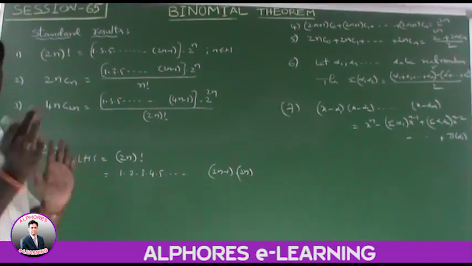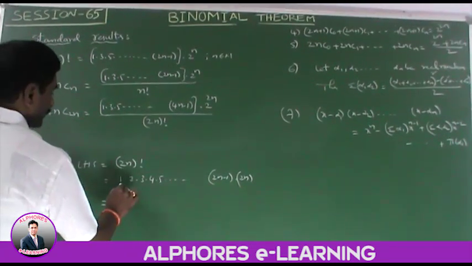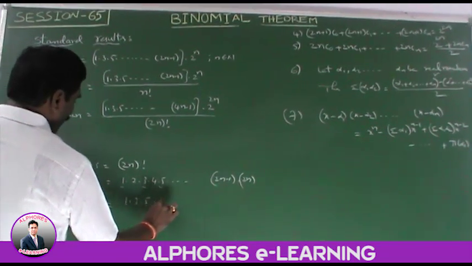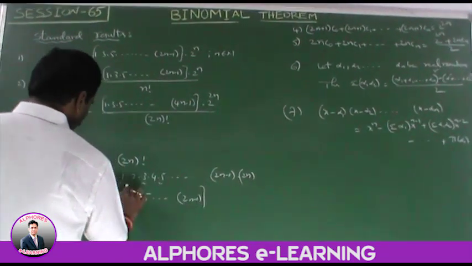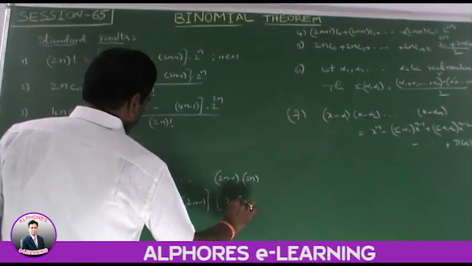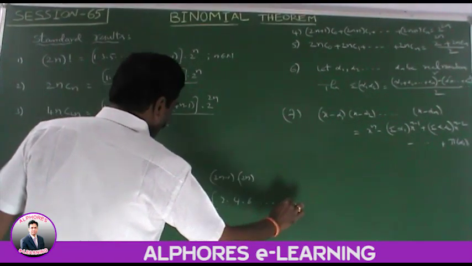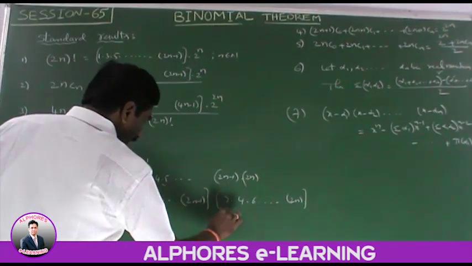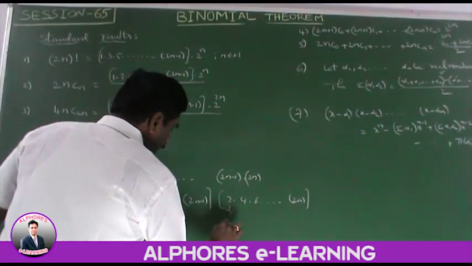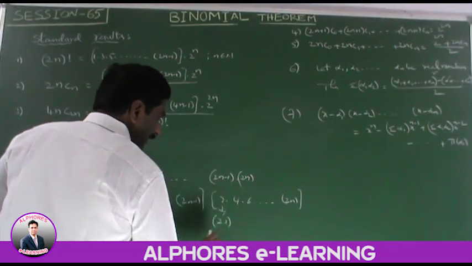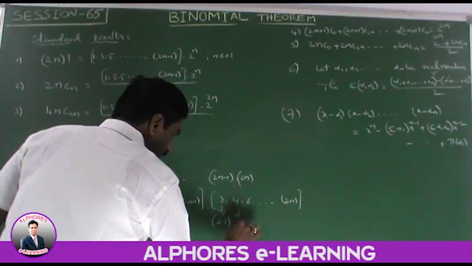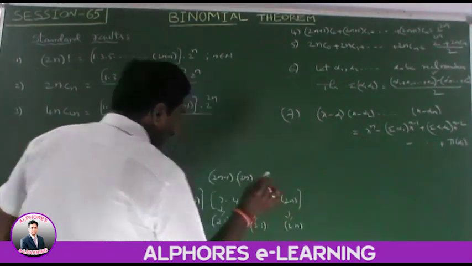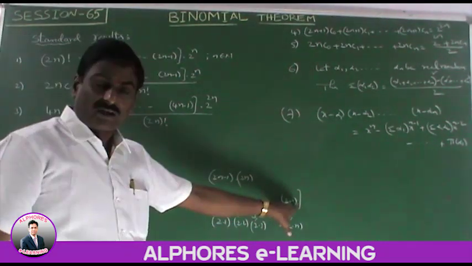So we separate odd and even terms. What are the odd terms? 1, 3, 5, 2n minus 1: 1 into 3 into 5 into so on (2n minus 1) into. What are the even values? 2 into 4 into 6 into so on 2n. Please observe these values. This 2 can be written as 2 into 1, this 4 as 2 into 2, then 2 into 3, so on 2 into n. All of these are products of the even numbers.